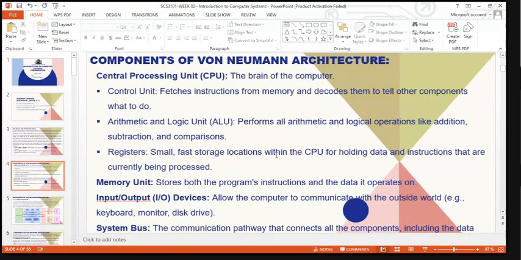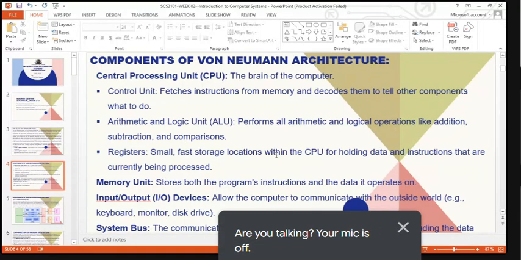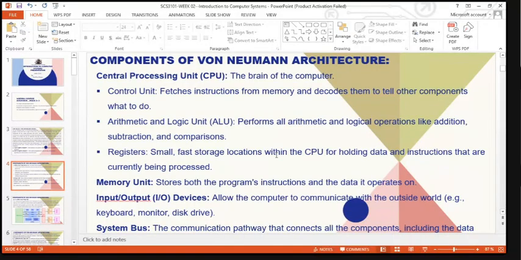Then another component of the von Neumann architecture is the input and output devices, which allow the computer to communicate with the outside world. Talking about the keyboards and the monitors, those are input and output devices, and the hard drives, where you're able to store your data.